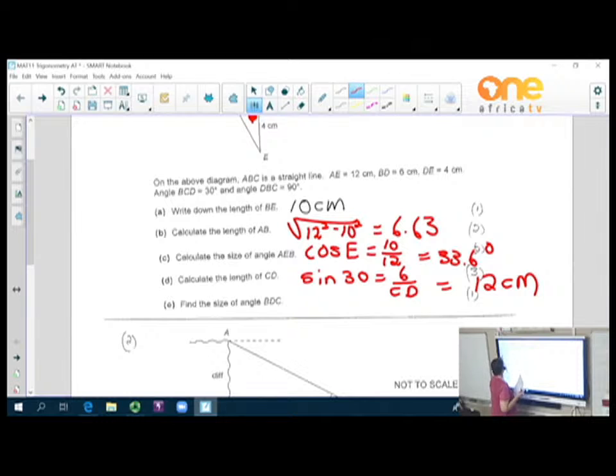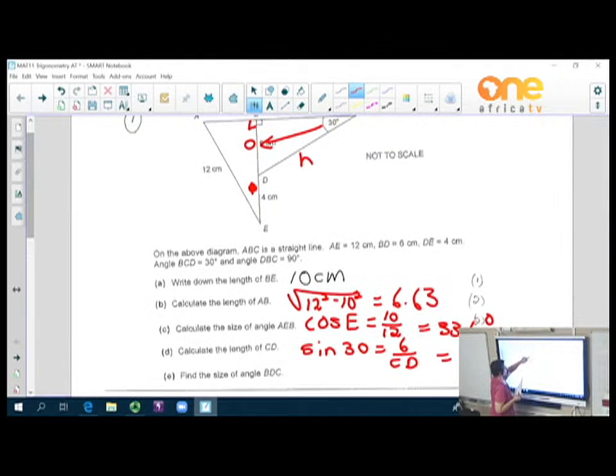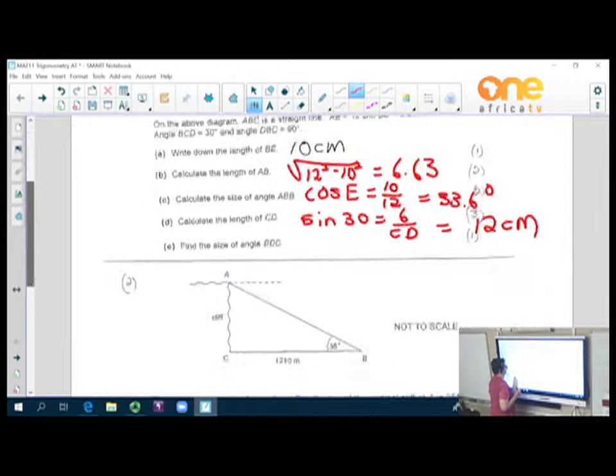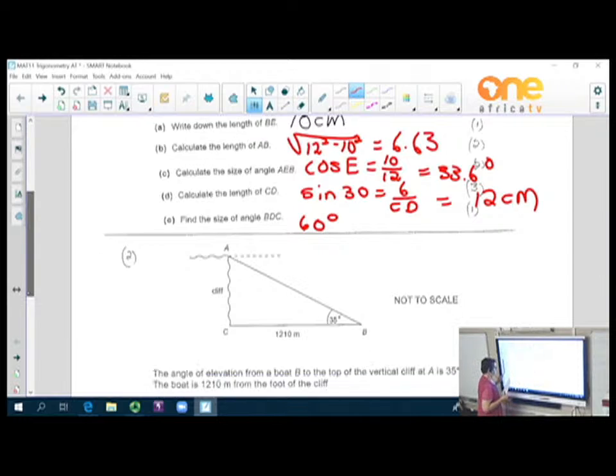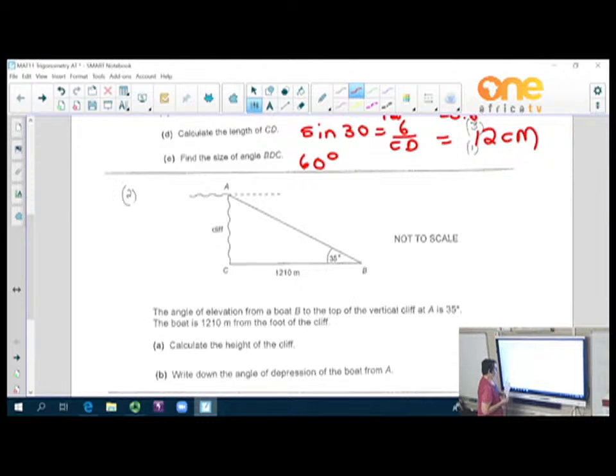What is then the size now of D here? It's a right angle triangle. Angles add up to 180 degrees, so it's going to be 60 degrees. Very easy.